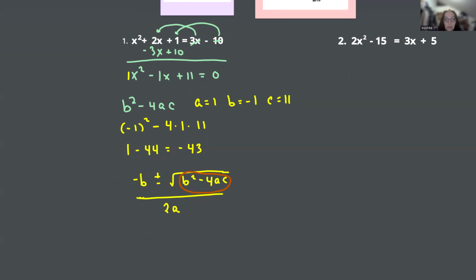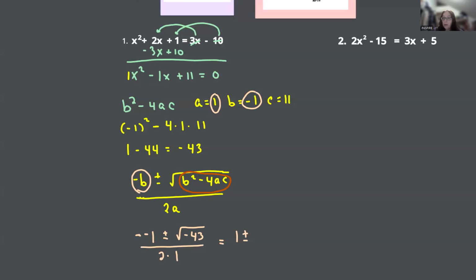So I've got negative b. That's this part of the formula. So I've got a minus. I'm going to bring down that minus, and I'm going to go up and see what b is. b is also negative 1. So we have a double negative there. There's a negative in the formula, and b is negative. Then we've got plus or minus the square root of negative 43 all over 2 times a, and a is 1. Now, that double negative makes a positive, so we've got 1 plus or minus.